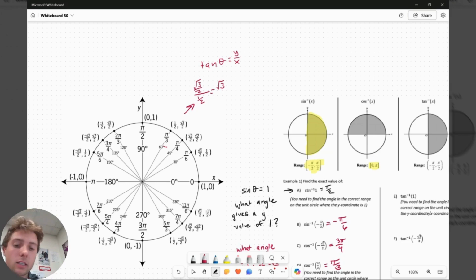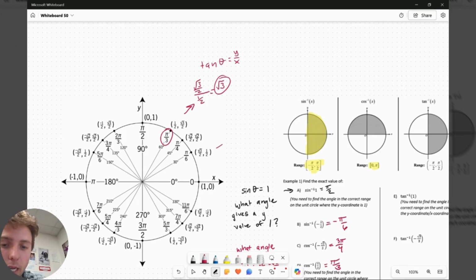Anytime that you have a tangent function that gives you root 3, it will always occur at pi thirds. Anytime you get root 3, it'll always be at pi thirds for tangent.